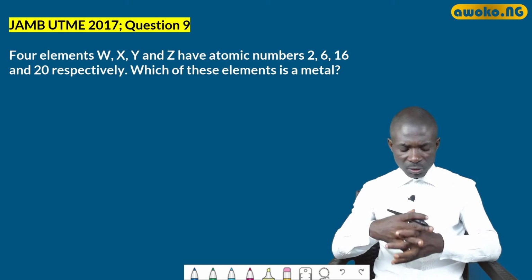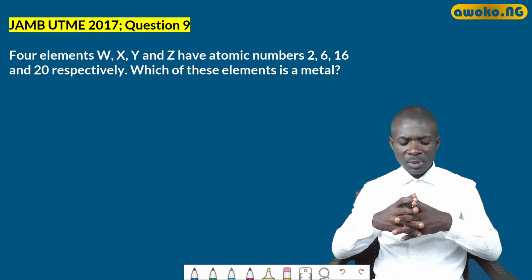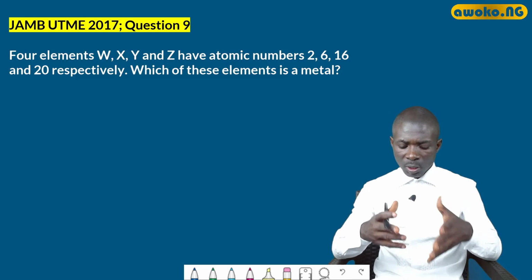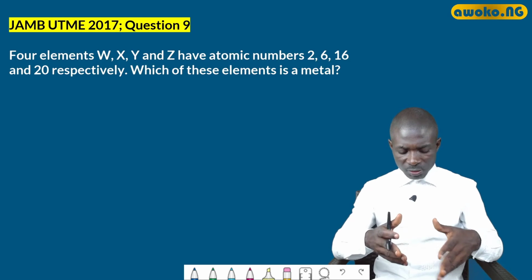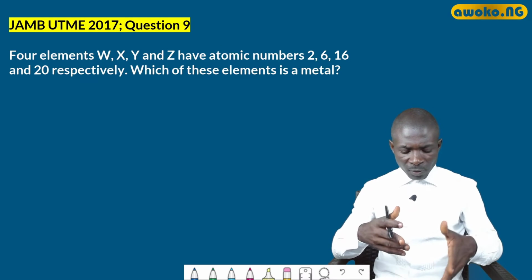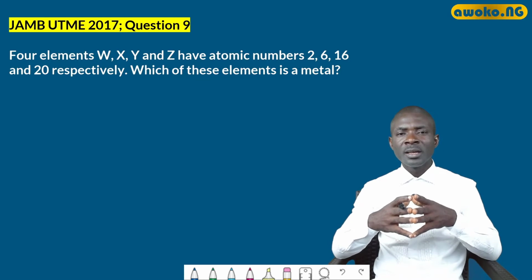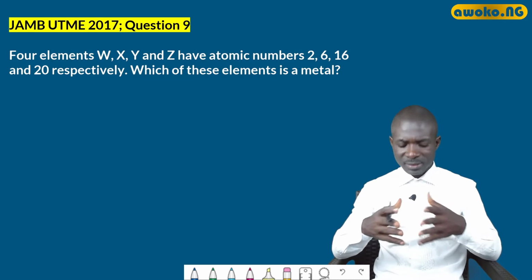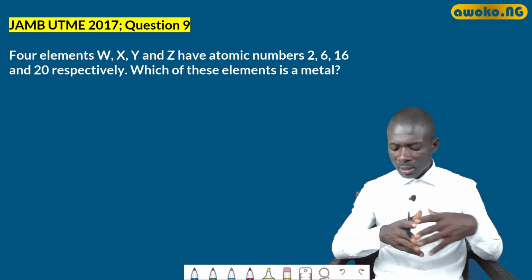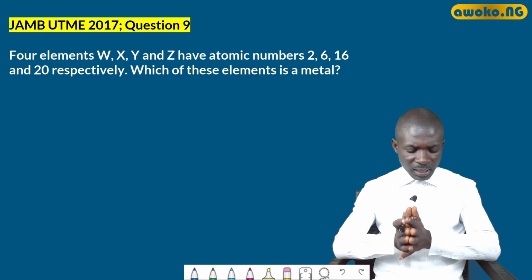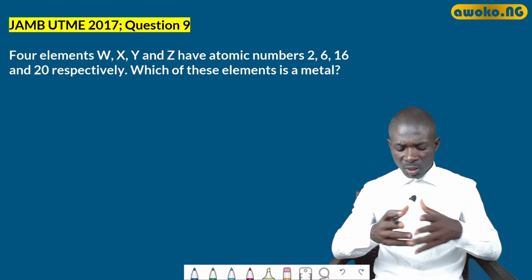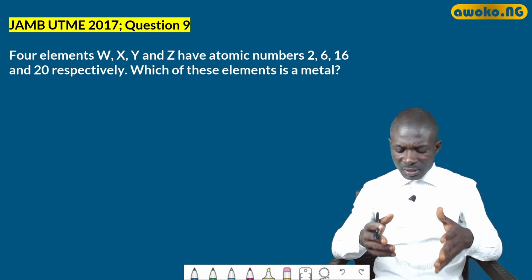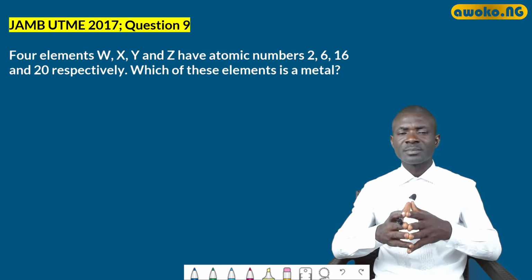Now we have a question here from the JAMB UTME 2017, question number 9. The question states that 4 elements identified with the letters W, X, Y, and Z have atomic numbers 2, 6, 16, and 20 respectively. The question is, which of these elements is a metal?